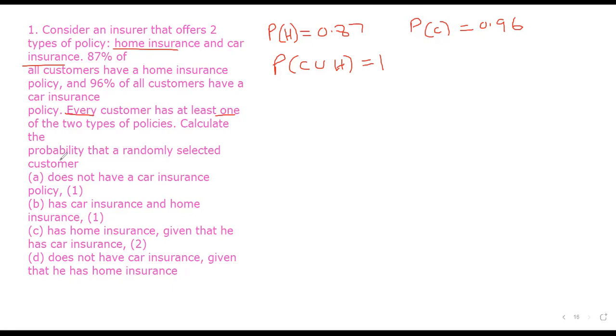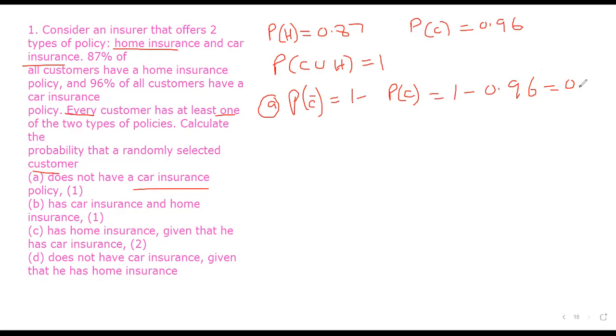Part A, find the probability that a customer does not have a car insurance. What are they asking for? Yes, they're asking us for the complement of C. Does not have a car insurance. So it is 1 minus the probability of car insurance. So this is 1 minus 0.96, which gives you 0.04. Good.